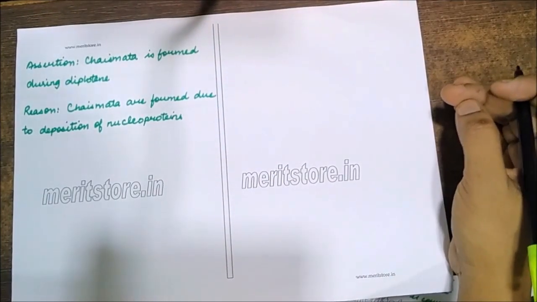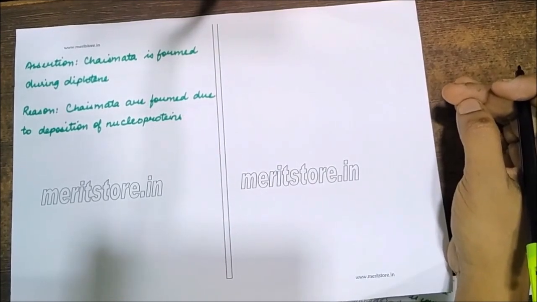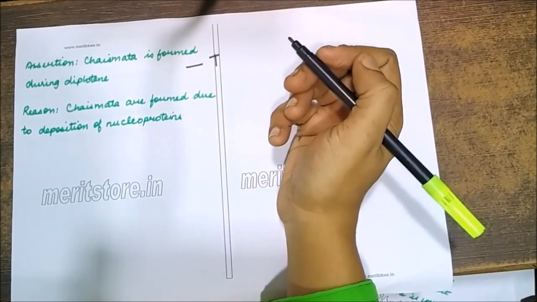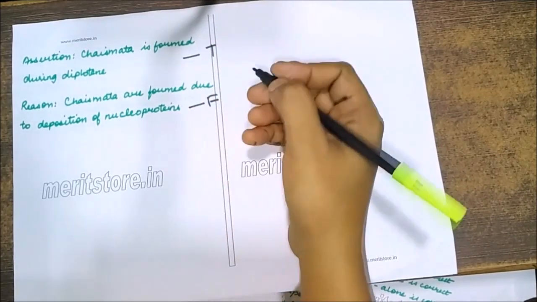Okay. Next, chiasmata is formed during diplotene. Now this statement is true. Chiasmata are formed due to deposition of nucleoprotein. Now this statement is false.